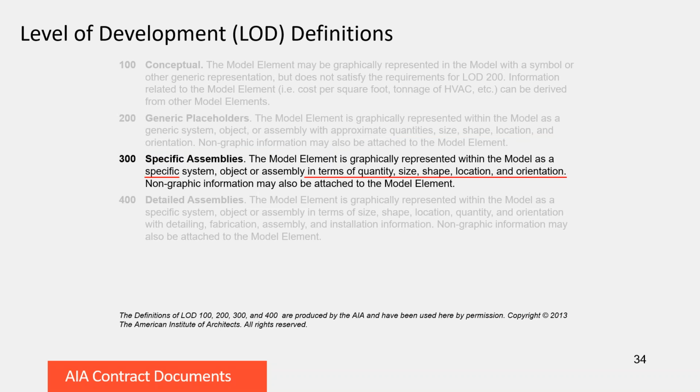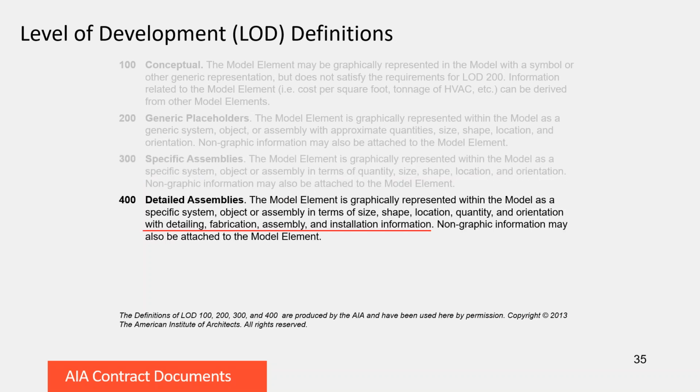Then we get to 300 specific assemblies. So if you look at walls, for example, 200 might be an early schematic where we use things like generic 6-inch interior walls and so on. We know there's a wall about at that location, but we don't know what the wall type is, and we don't know exactly where it is. At 300 now, we know the wall type, and we know its location. And then again, 400 detailed assemblies, that is the shop drawing or fabrication level.